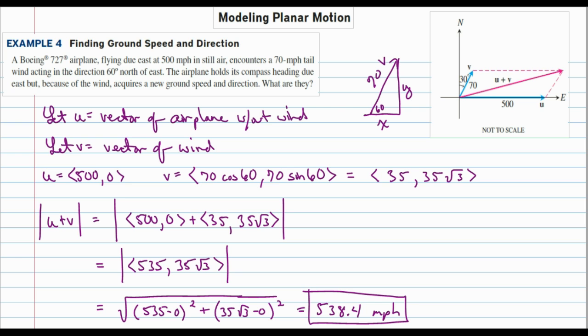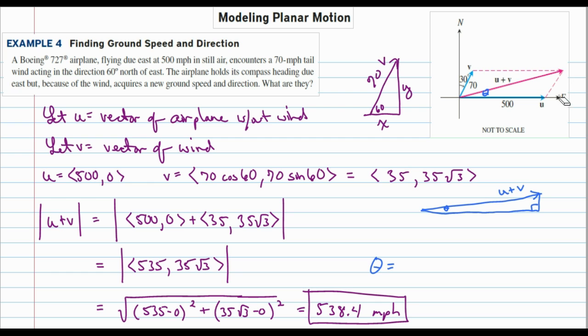Now, as far as the new direction, that's going to be determined by, we'll call it theta, and theta is this new angle off of east. At least that's what I'm going to call it. I could call it off of north, but that makes it more difficult. I'm going to say it's from the direction north of east. So therefore, I'm going to draw a little triangle. Here's theta, here's my vector u plus v.